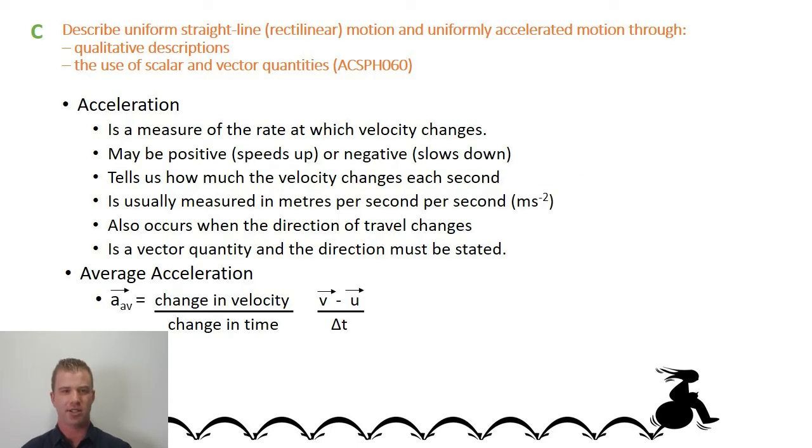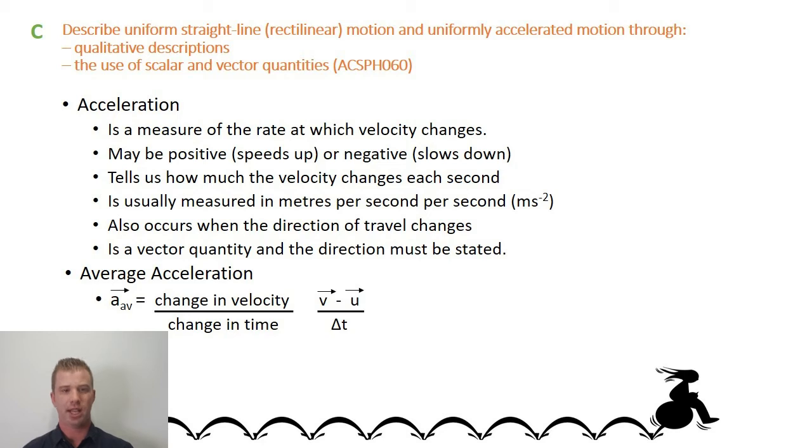So what is acceleration? Acceleration is the measure of the rate at which an object changes velocity. It may be positive, which means that it's speeding up, or negative as it's slowing down. So this tells us how much the velocity changes per second. It's usually measured in meters per second squared, or meters per second minus 2. It also occurs when the direction of travel changes and is a vector quantity, so a direction must be stated.